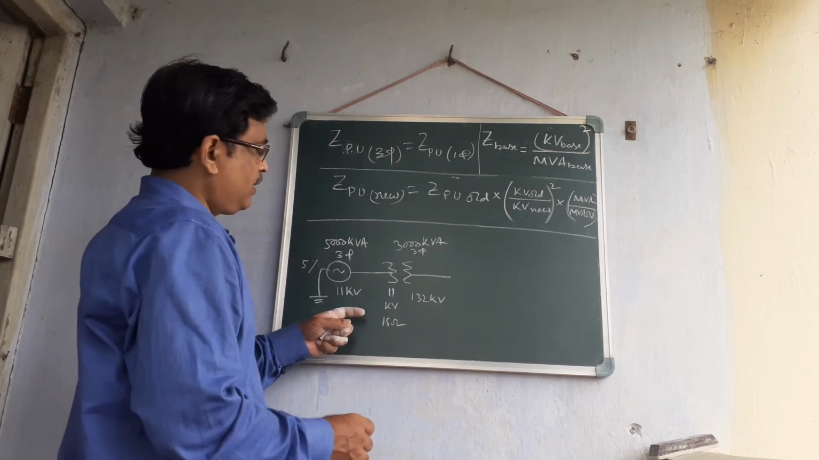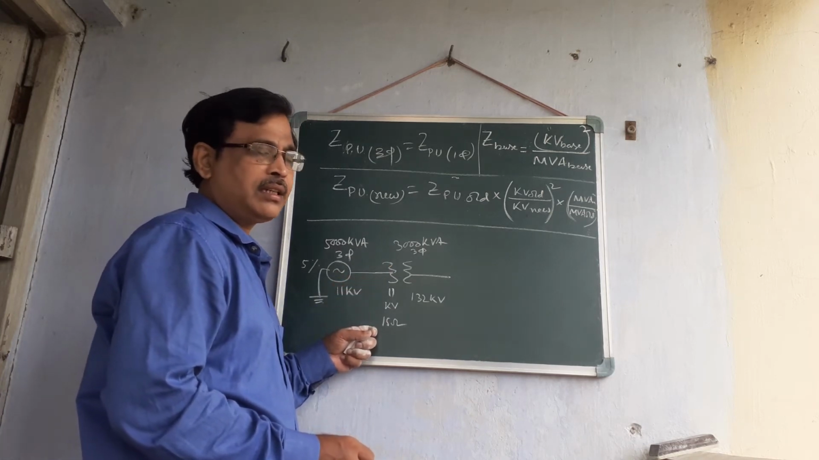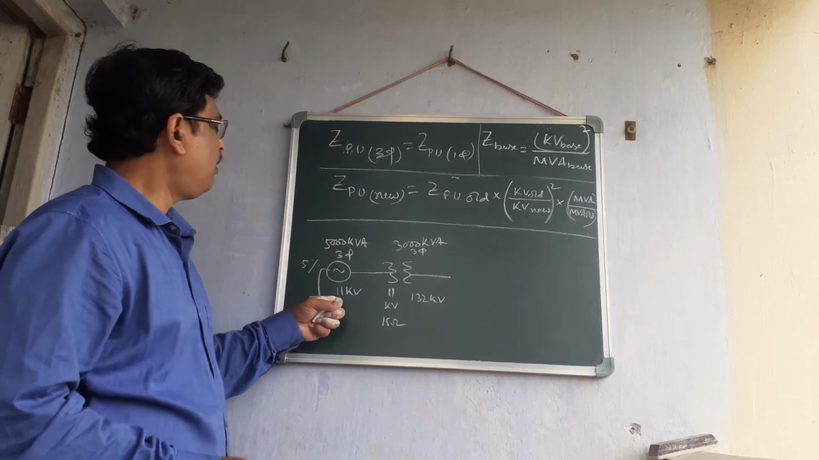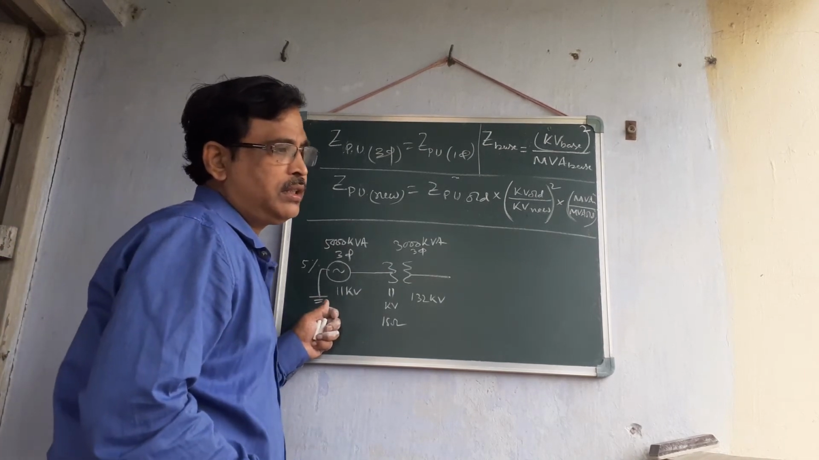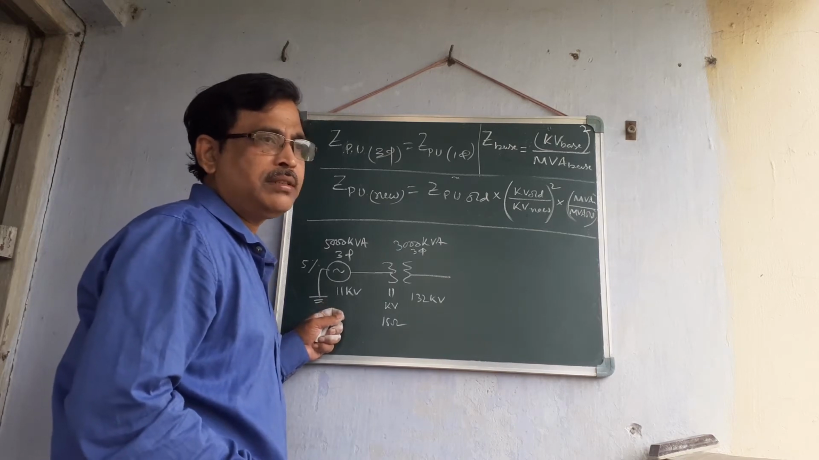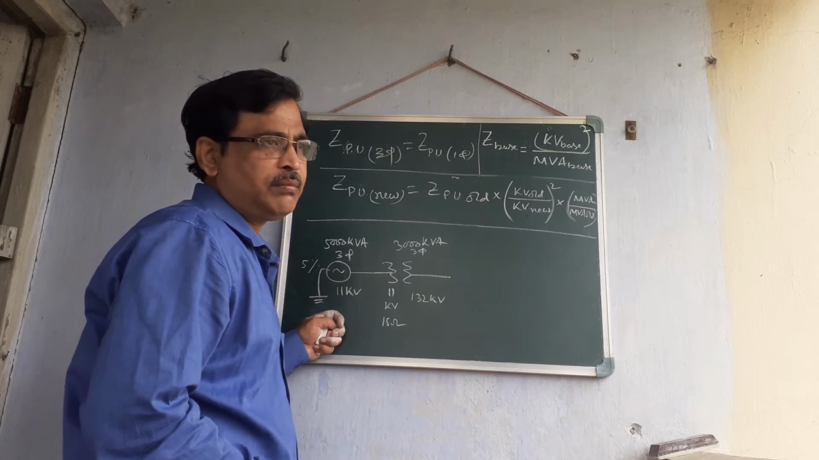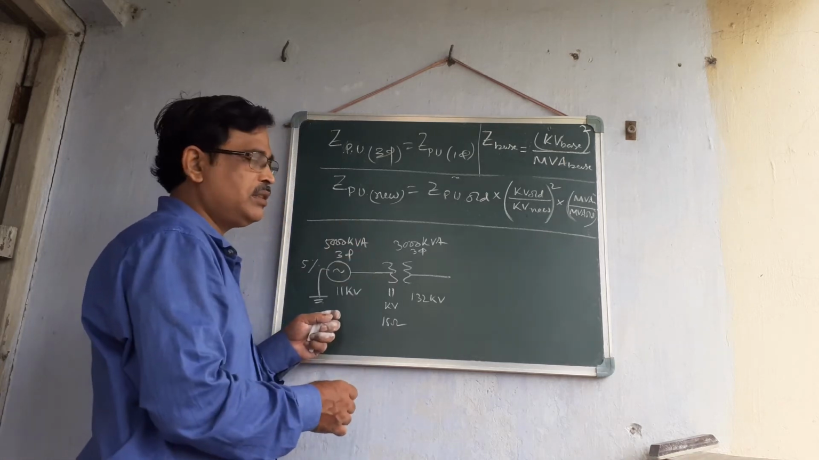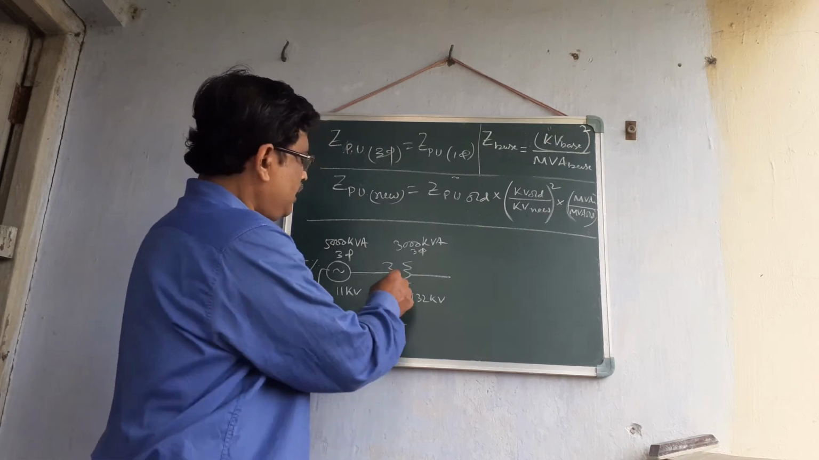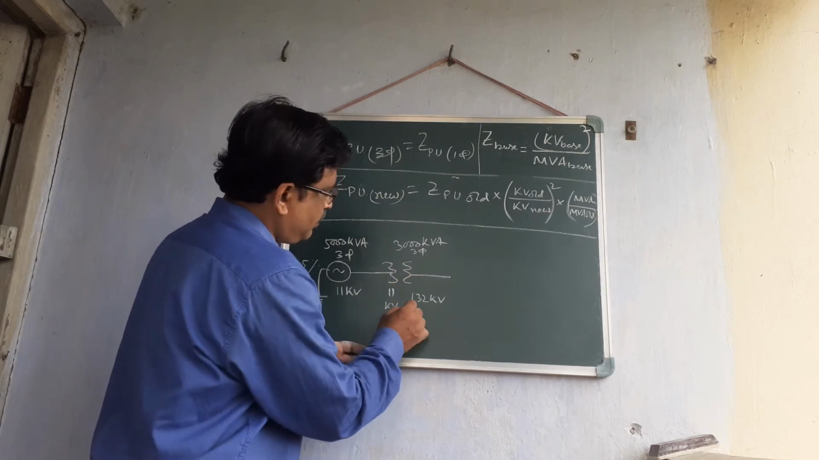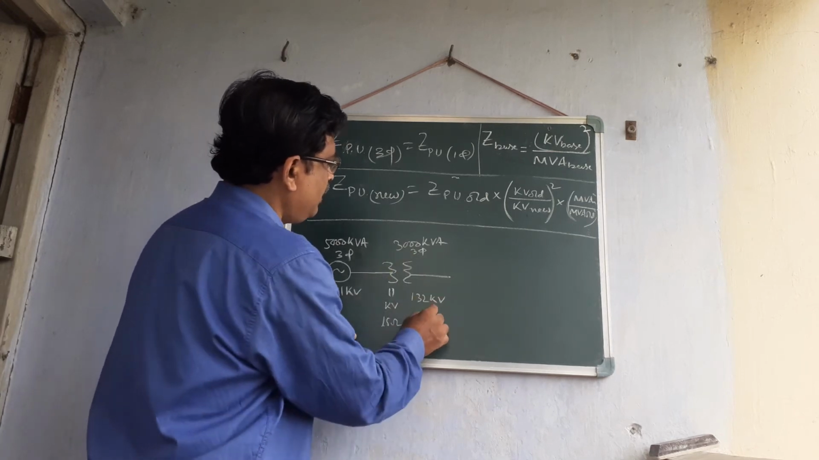That means XL. Actually, in case of transformer reactance, we consider only leakage reactance. In case of alternator, in the previous class we told you the alternator has three reactances: subtransient reactance, transient reactance, and steady state reactance. But in case of short circuit study, we will consider only subtransient reactance. But here we will consider the leakage reactance. So it is XL 15 ohm on this side.